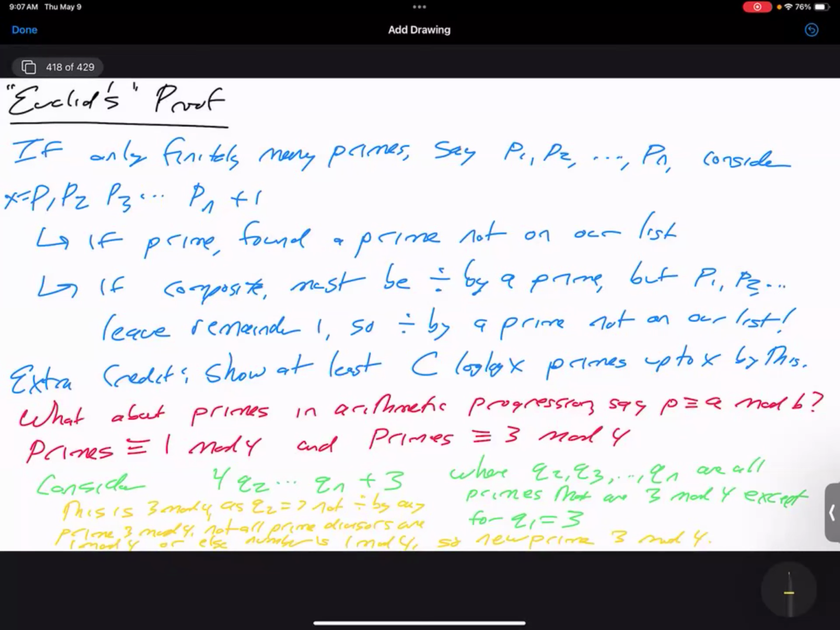So if I give you a number that's 1 mod 4, it's possible that all of the prime factors of it are 3 mod 4. I could have some problems like that. And so we can't elementarily prove that there are infinitely many primes that are congruent to 1 mod 4.